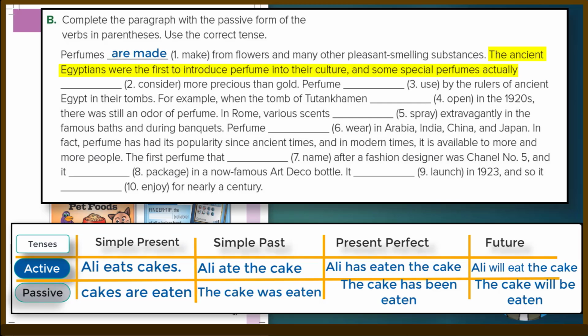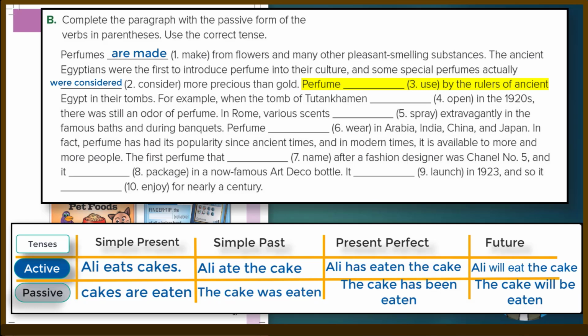The ancient Egyptians were the first to introduce perfume into their culture, and some special perfumes actually blank consider more precious than gold. The verb is consider. Now it's in the past. He's talking about the ancient Egyptians, so it's in the past. Simple past, we say were considered.